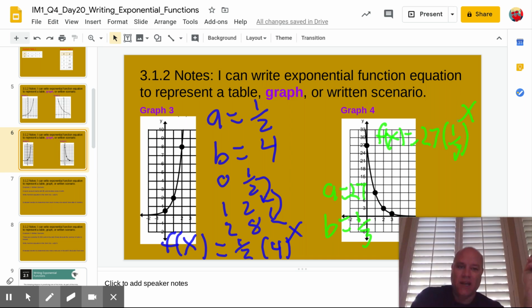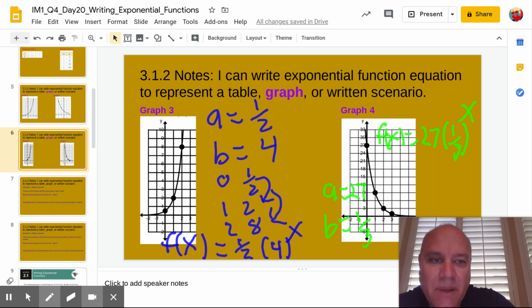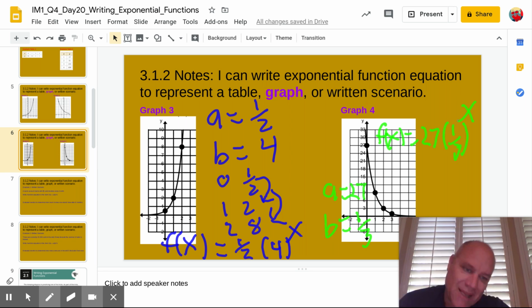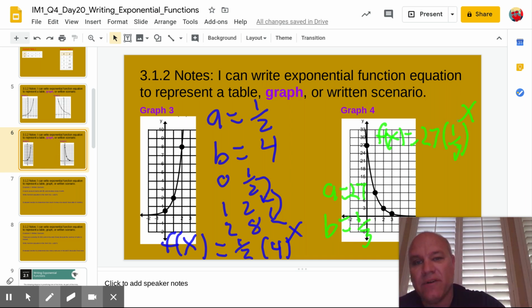I just want to point out again, I know we talked about in the past, when the b value is between 0 and 1, we get this curve that's coming down, it is decreasing when the a value is a positive value. And when the b value is greater than 1, then it's an increasing curve, and our a values are always positive in this scenario as well. So I want you to recognize that. It's going to be decreasing when that b value is between 0 and 1, and increasing when that b value is greater than 1.